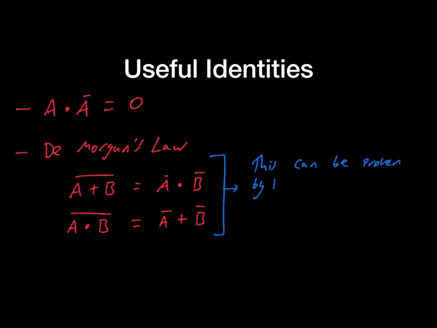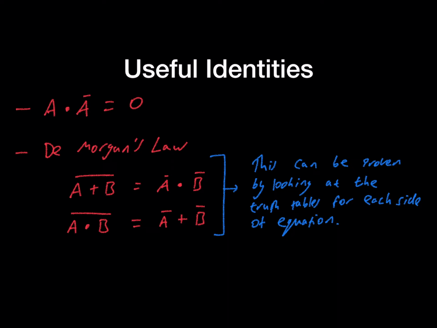This final rule is DeMorgan's law. This is useful to break a NAND and NOR gate into terms that can be simplified. Although we won't derive these here, the good thing about logic is that we can prove all of these identities by considering the truth tables and comparing.